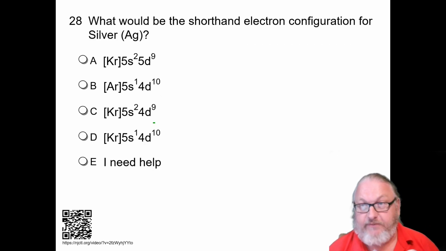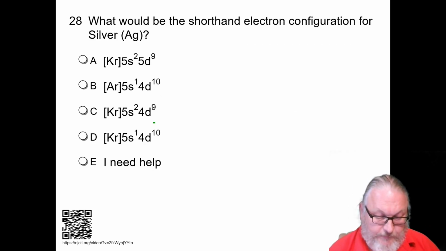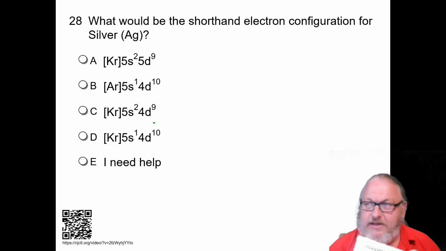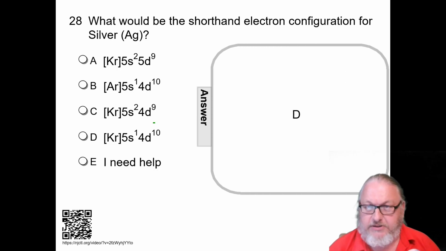What would the shorthand configuration be for silver? Again, silver is right below copper. It's going to be krypton. And again, now that we know that the d subshell will borrow that electron from the s, that's going to be D also.